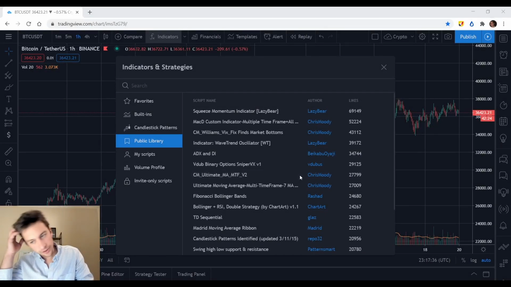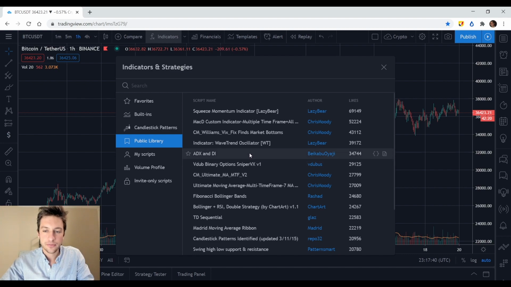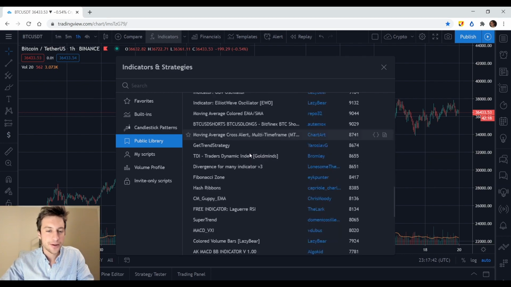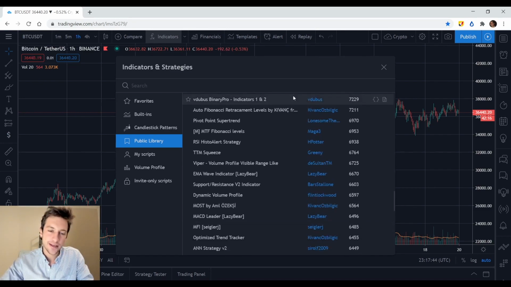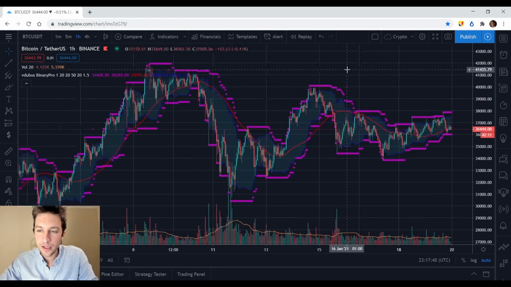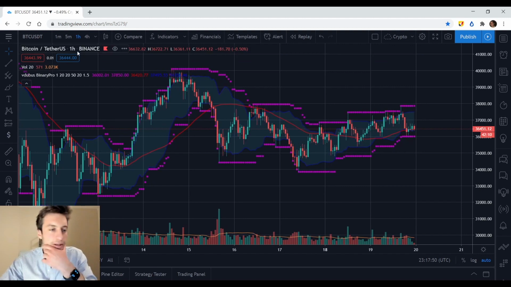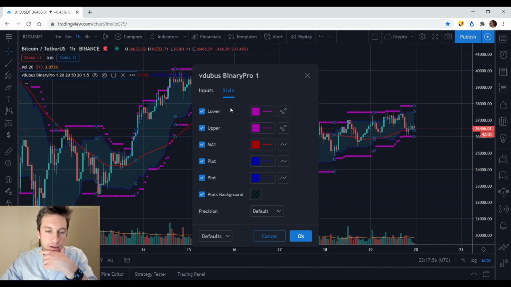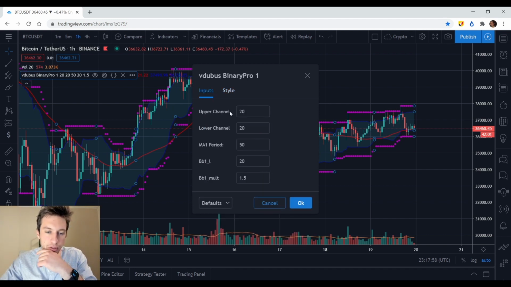Right, indicator number one on Bitcoin. Not like number one, like it's the best, but the first random one. All right, so I don't really know how I'm going to do this. Let's just randomly do this. All right, what do we got here, guys? We got a bunch of purple dots, some blue, some red. V Dubus Binary Pro. Not liking this already. I'm out of 10, I'm already feeling like this is a 2 or a 3.